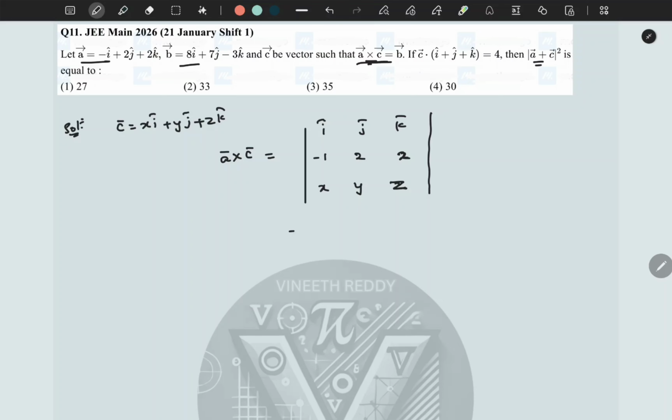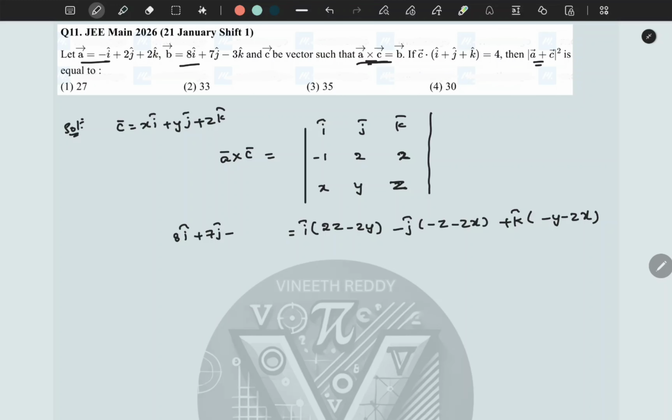Okay. So if I expand this, I get i into 2z minus 2y, right? Minus j into minus z minus 2x plus k into minus y minus 2x, right? Yeah. Now what is A cross C? That is B. And what is B vector here?